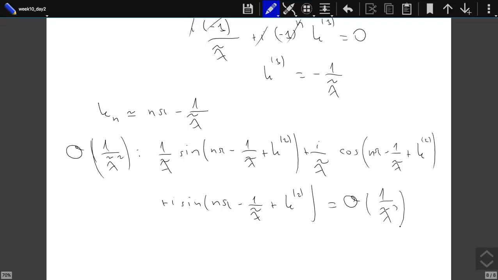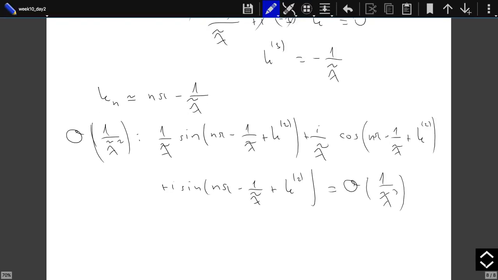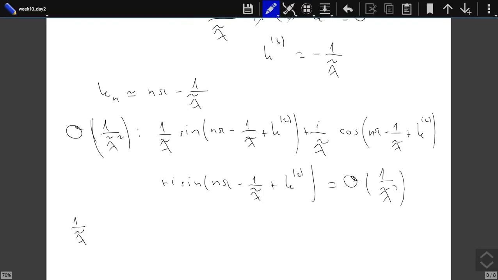Because on the left-hand side we have thrown away all terms that are of the order of 1 over lambda cubed. So it need not be 0, but if it differs from 0, the difference will be terms that contain 1 over lambda cubed. So let's see, this is 1 over lambda tilde minus 1 to the n sine of minus 1 over lambda tilde plus k2, plus I over lambda tilde minus 1 to the n cosine of minus 1 over lambda tilde plus k2.